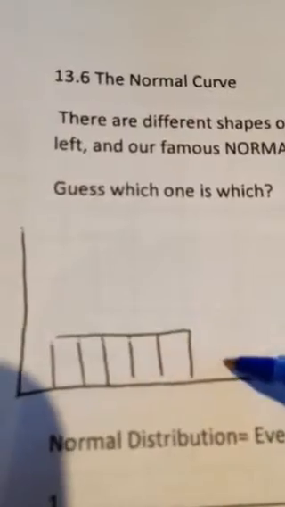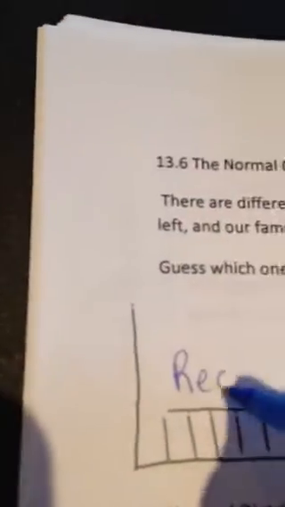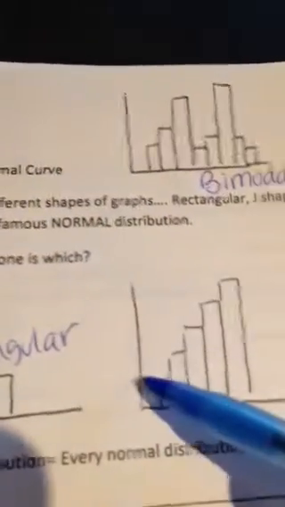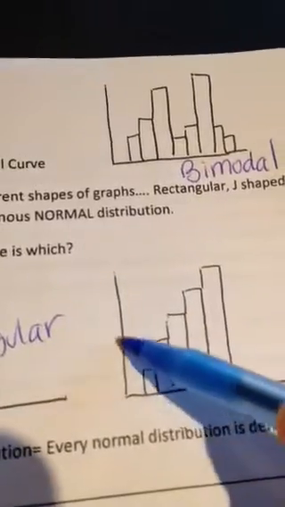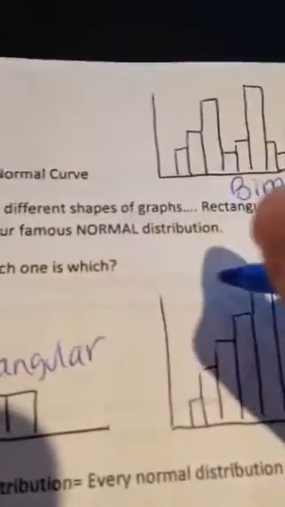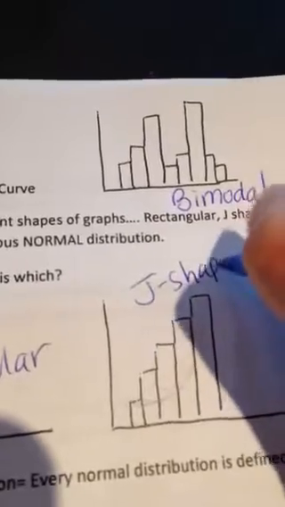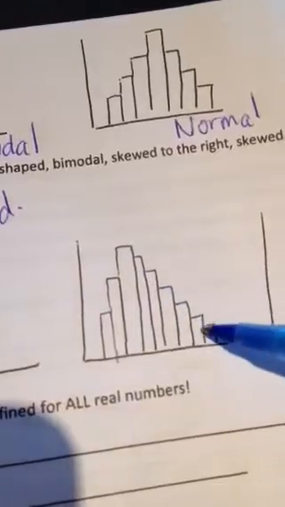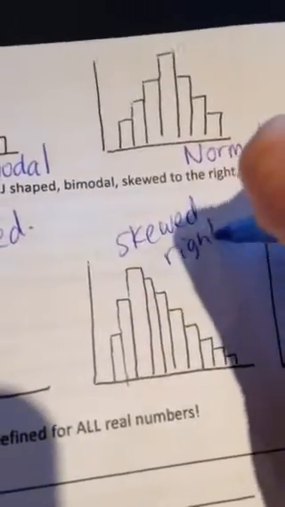The one that just goes straight across is called rectangular. When it curves straight up and kind of looks like the letter J, this is called J-shaped. And then here, where it starts up high and then comes back down to the right, that's called skewed to the right. I'll just write skewed right. And then this is the opposite, where it was spiked up on the left and it kind of comes down to the left. That's called skewed to the left.